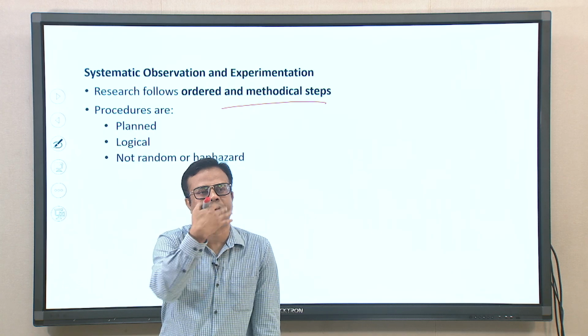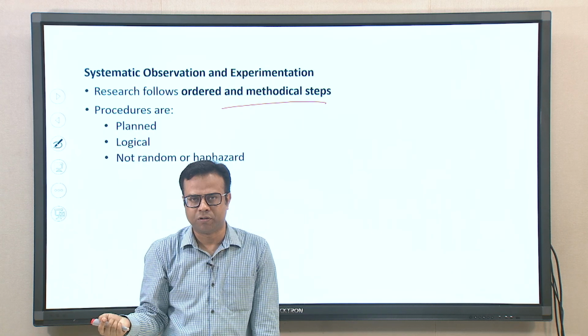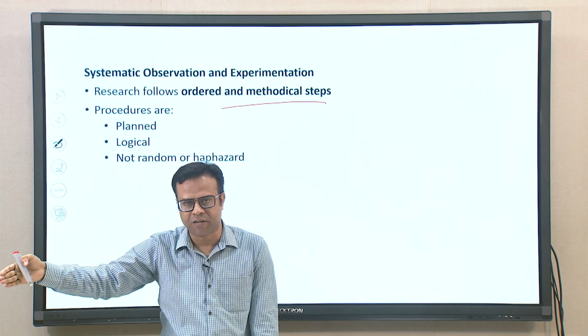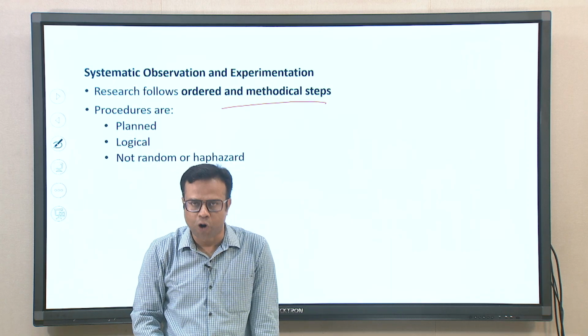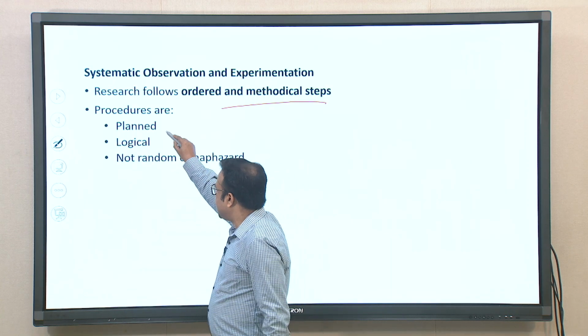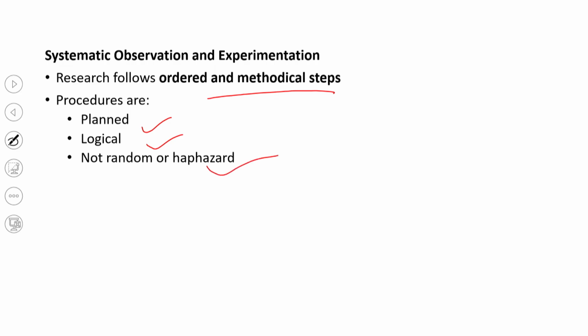Otherwise, if we do some random observation and make some conclusion, because we are not following proper steps, then those conclusions may be wrong. So, procedures have to be planned, logical, not random or haphazard. So, that is very important. For example, when we talk about human behavior, people make so many wrong assumptions, so many wrong conclusions about other people simply because of random observation.